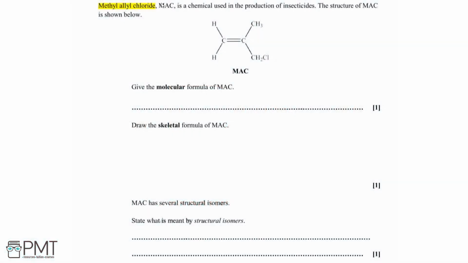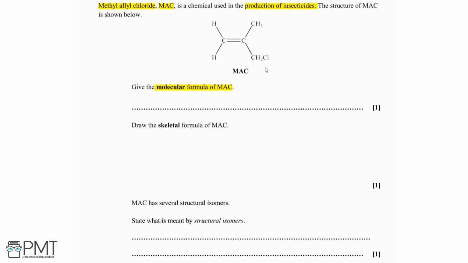Methyl allyl chloride, MAC, is a chemical used in the production of insecticides. We can see the structure of MAC here below, and we need to give the molecular formula of this compound. So our molecular formula is our actual whole number ratio of the atoms within the compound. And we can see that we've got carbons, hydrogen, and chlorine within our compound.